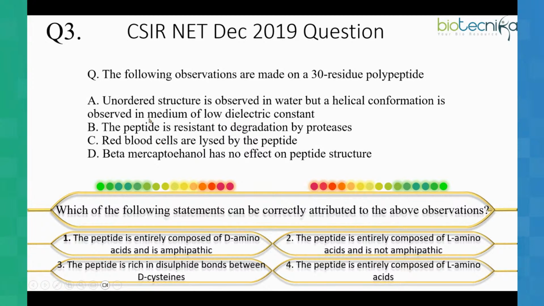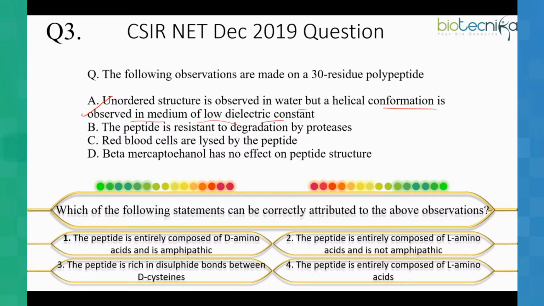Okay. Then question number 3, it is again based on a protein. The following observations are made on a 30 residue polypeptide. First, an unordered structure is observed in water, but a helical conformation is observed in a medium of low dielectric constant.